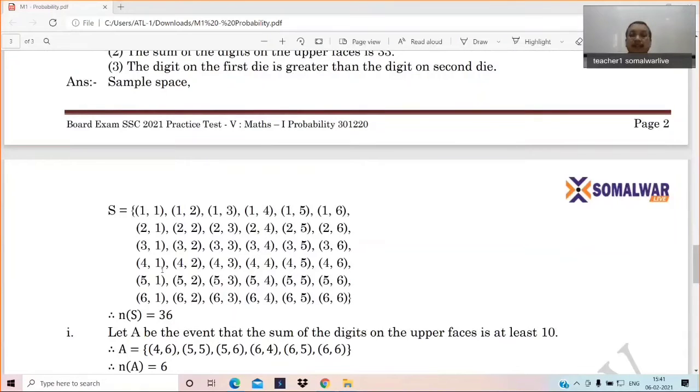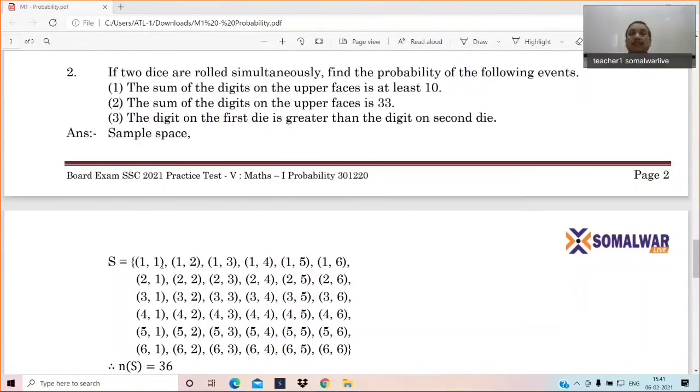Now the events. The first event is that the sum of digits on the upper faces is at least 10. So with 1, the minimum sum should be 10. 10 or more will work. So 1 plus 6, the highest number, is 7, not 10. Then for 2, 2 plus 6 is 8, not okay. 3 plus 6 is 9, cannot be considered. Then 4 plus 6 is 10. Yes, at least 10. So 4,6 will come in.